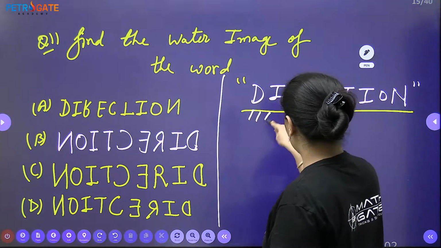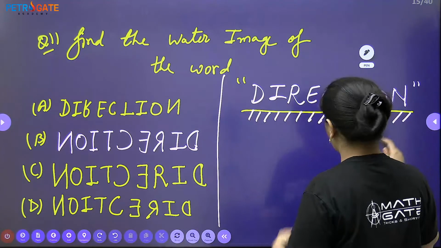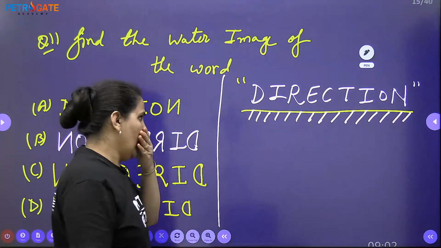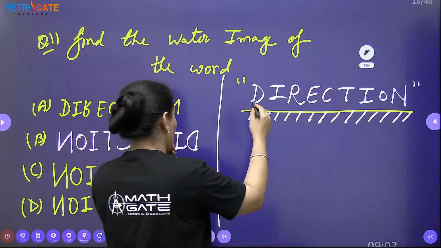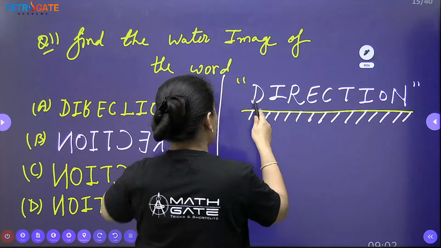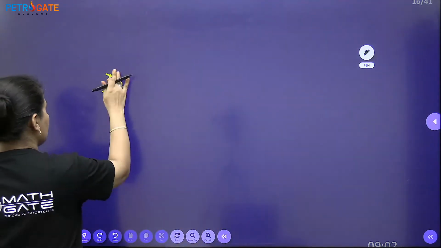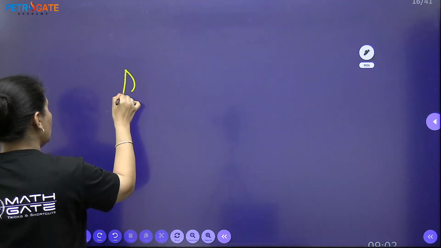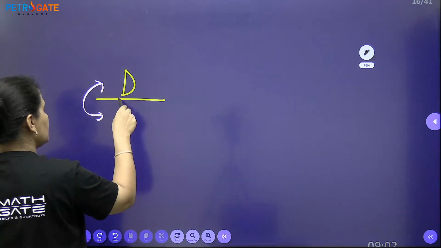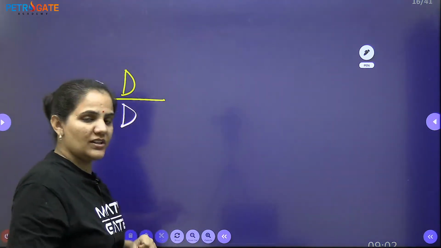Now let's go for mirror image. It means my mirror has been put here only. Besides the mirror, we have to put the mirror below the direction. So when we go for this one, this D, ma'am, when I'm going to flip this one, just try to understand my thing. When I'm going to flip this one, it will look like this only. Why? Because the upper and lower portion is the same.